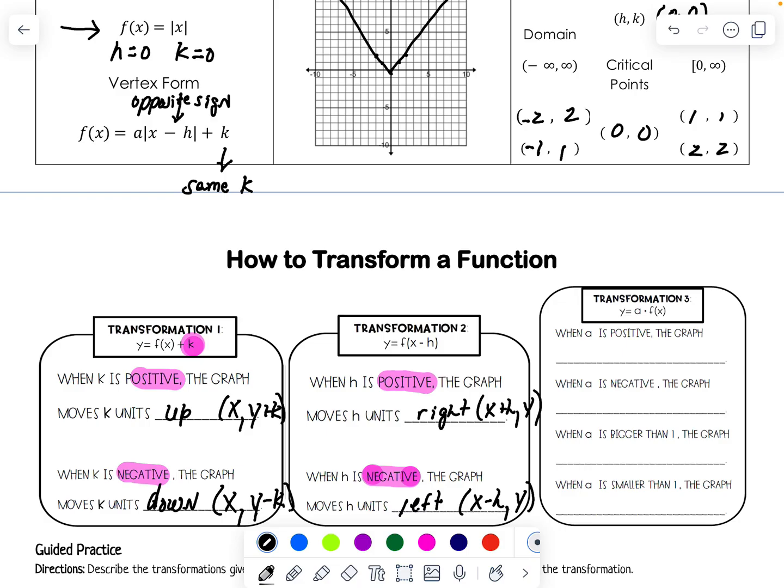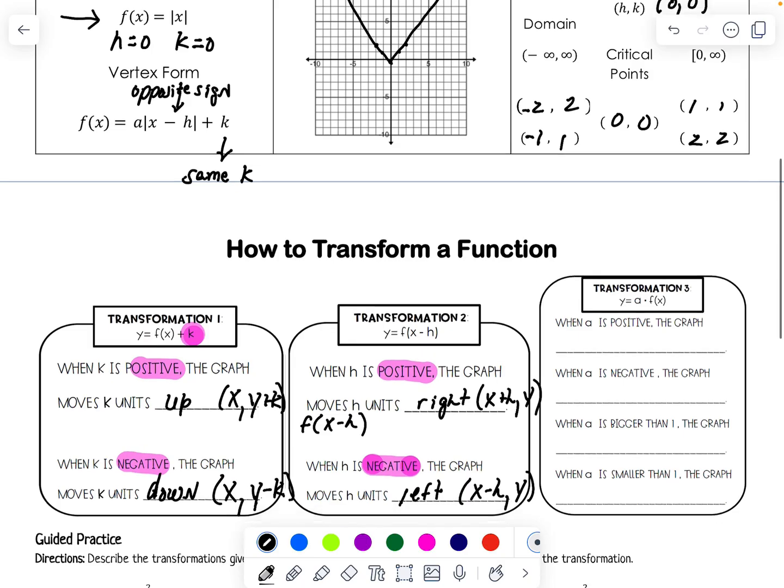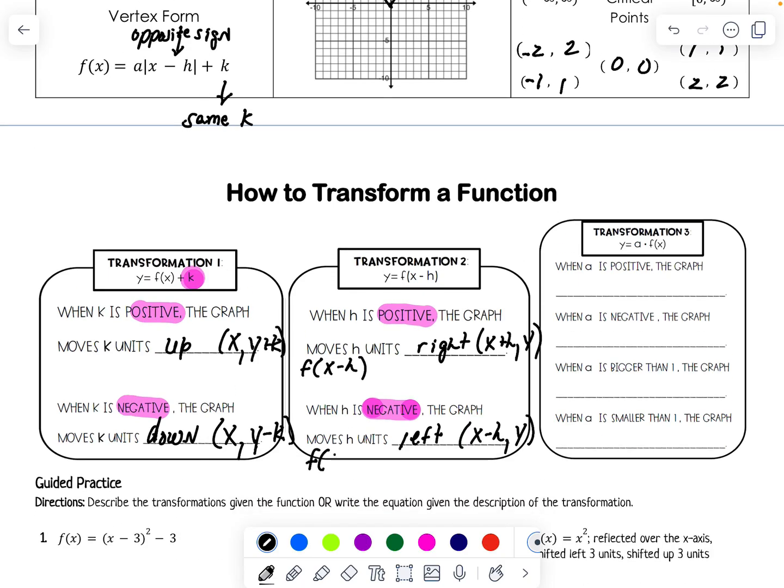But remember, when you're looking at your function in vertex form, f of x equals a times x minus h, that's what's positive. So when you say minus h, when you pull it out, it's plus h, isn't it? So when you see it in your vertex form, minus h is what's going to move it to the right. And when you see it in vertex form plus h, that's what's going to move it to the left. So when you're looking at movement of the h, in transformation number 2, you've got to think of it opposite in your mind.